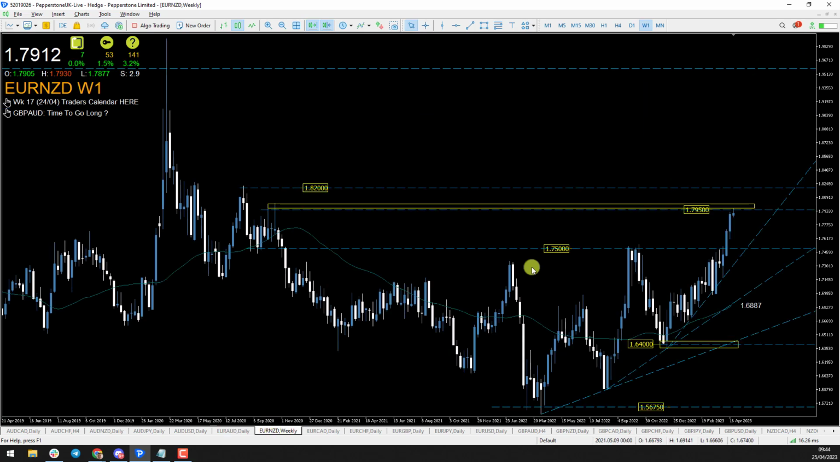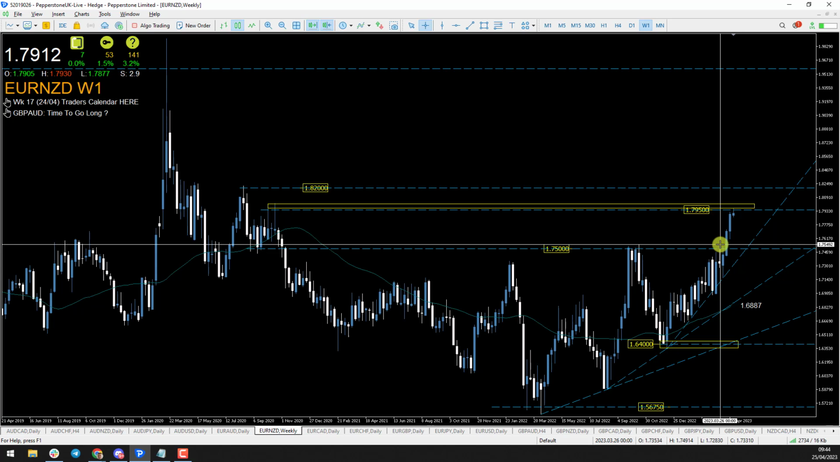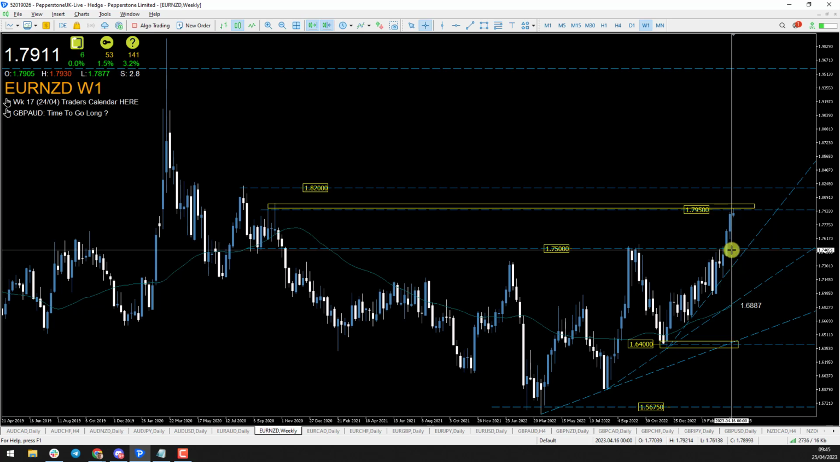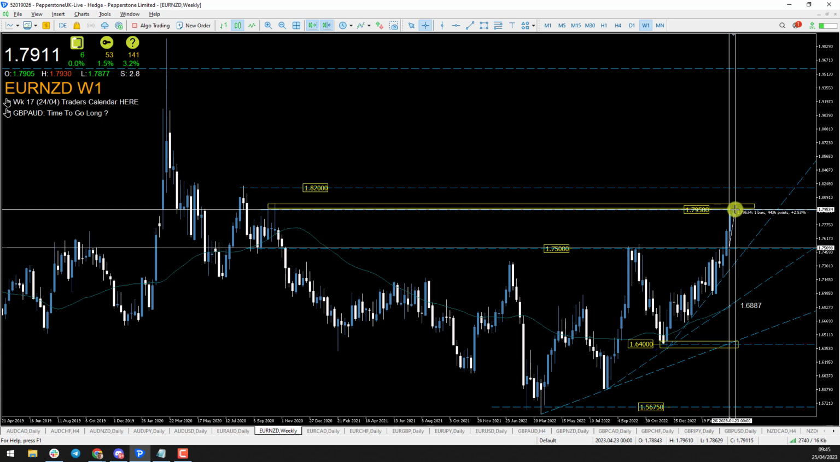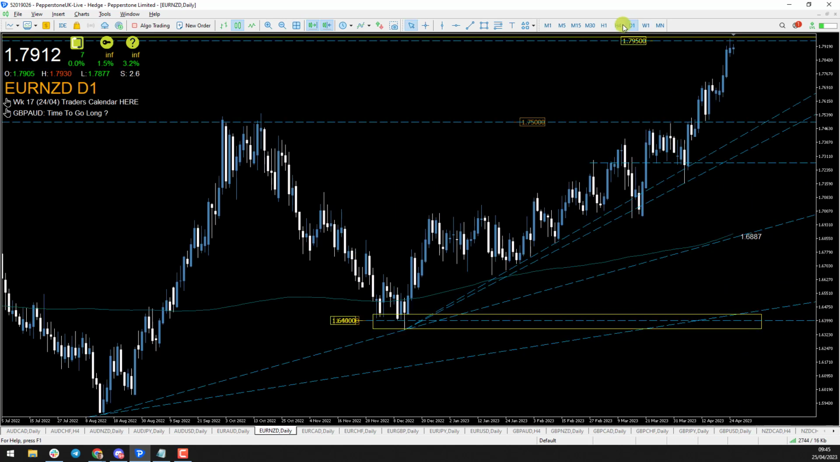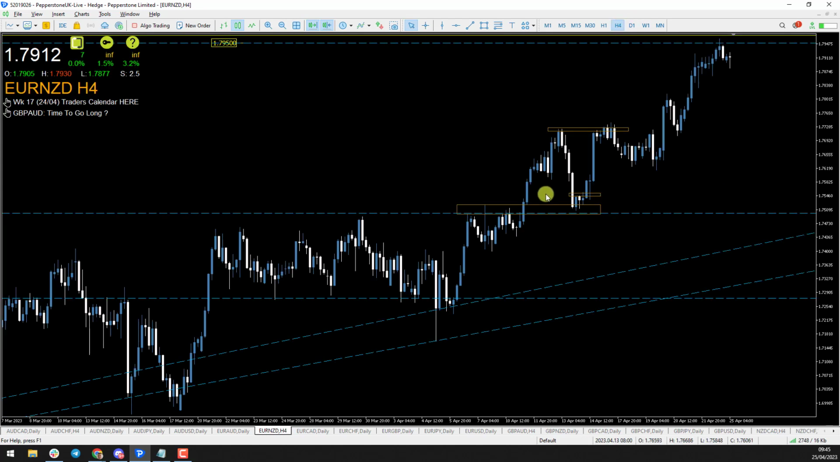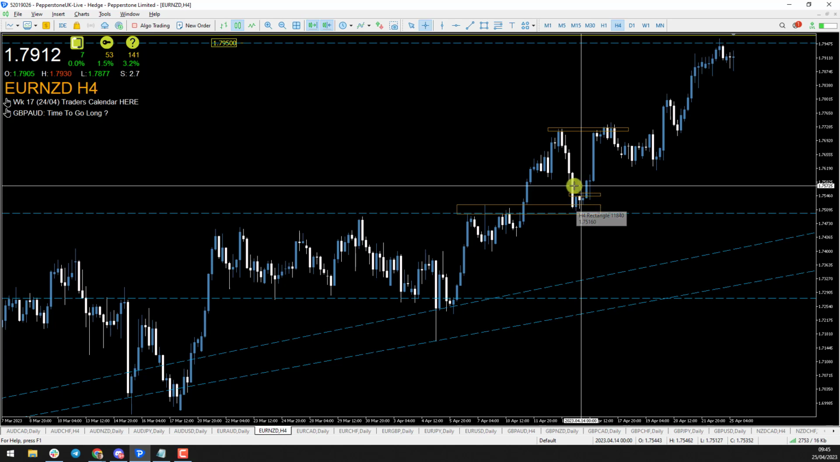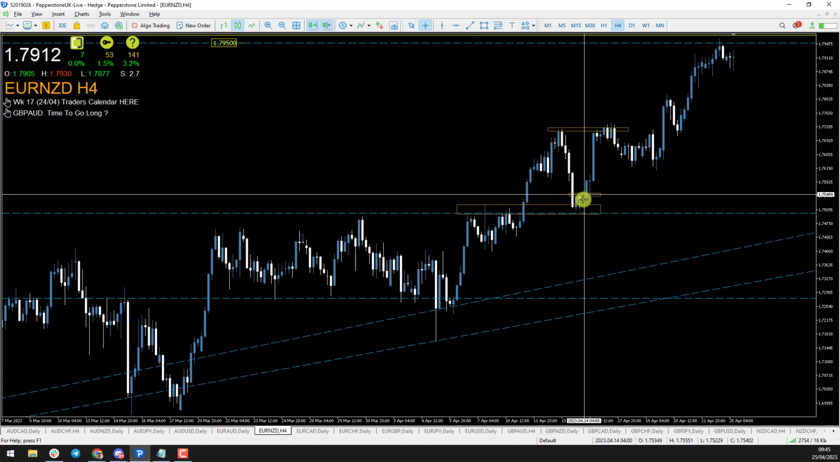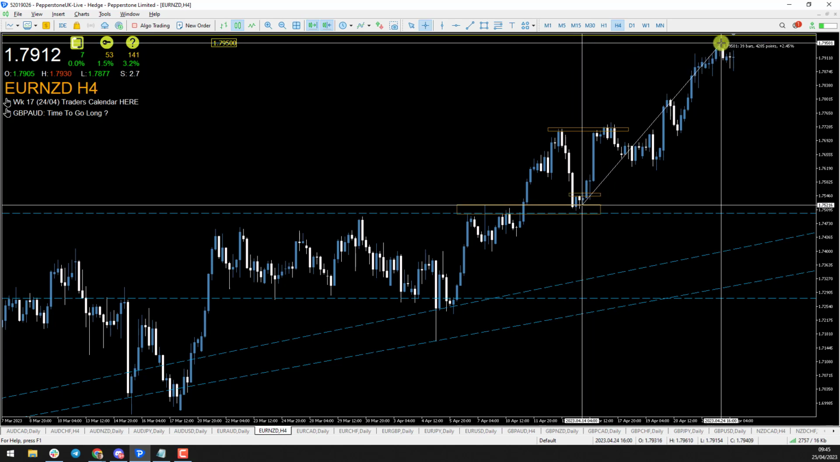The other pair that we like the look of is Euro Kiwi. We've talked about Euro Kiwi when it broke the 1.75, and we talked about getting long around about this 1.75 area. If you did, you would have had a 440 pip move up to the 1.7950. So one of the options that we talked about was this retest down in here at the 1.75.